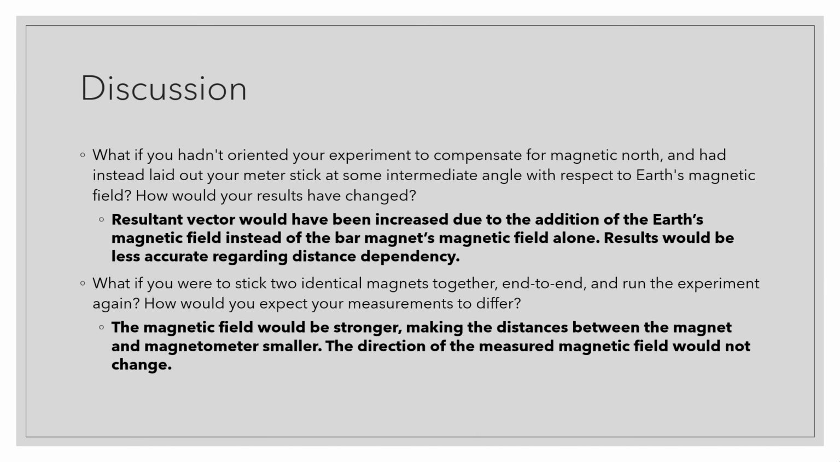And 2, if we were to stick 2 identical magnets together and run the experiment again, we would not see a difference in the direction of our magnetic fields, but the magnitudes of them would be much larger because of the simply greater strength of the magnetic field.